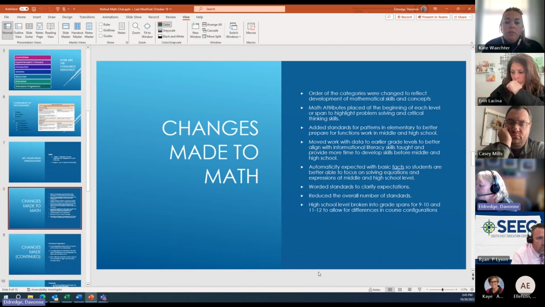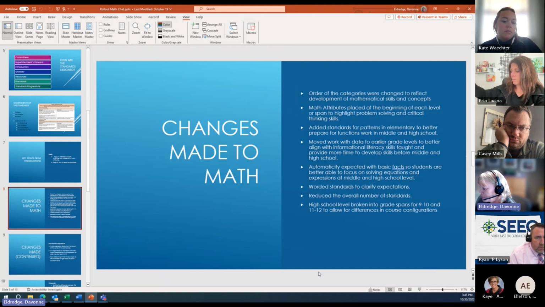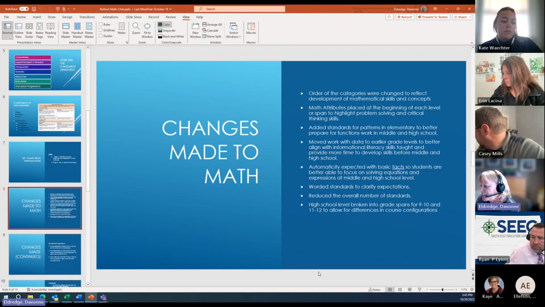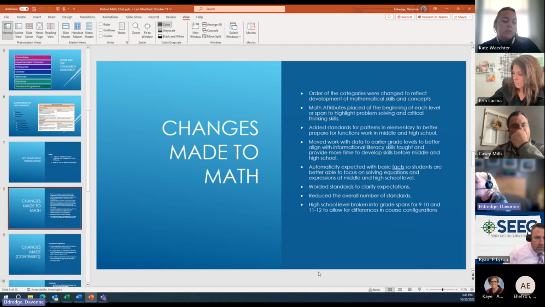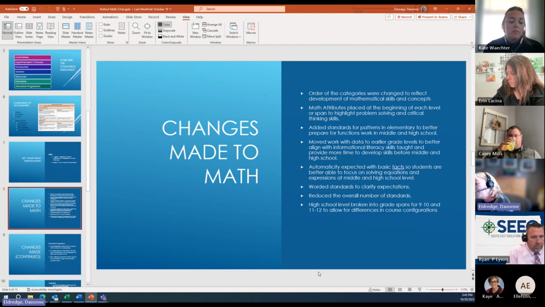We reworded the standards so we could clarify our expectations, and we took out some of the excess language and verbiage so that they were easier to understand. As we were writing the standards, one of our themes was that we wanted to make sure that our standards were written clearly enough that our next door neighbor could understand them, and that next door neighbor is somebody who is not in education. We also reduced the overall number of standards. Most of the reductions took place at the elementary and middle school. There were some reductions at the high school level. They didn't reduce quite as much.